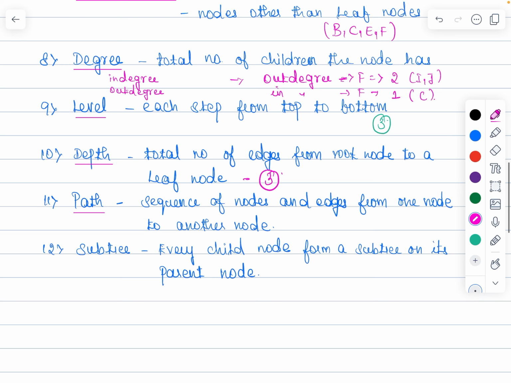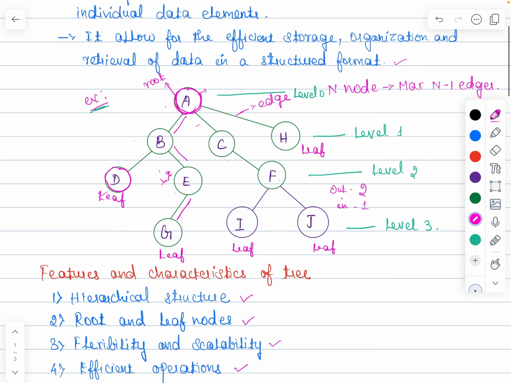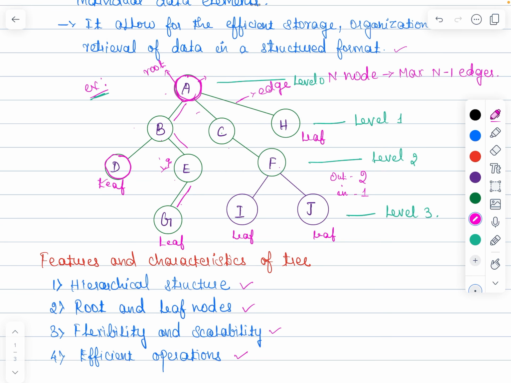The length of the path is the total number of nodes in that path. For example, let us calculate the path to reach from A to G. A to B, then B to E we have to traverse, then E to G we need to traverse. So, to traverse from A to G, the path is going to be A to B to E to G.